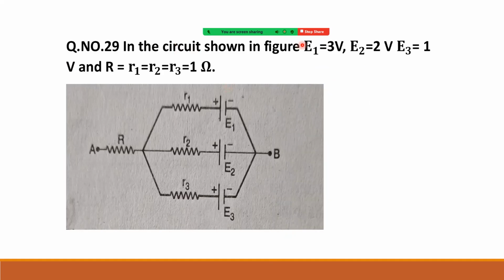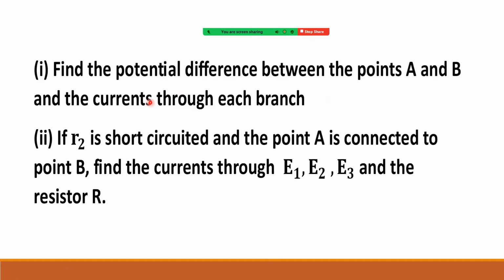In the circuit shown in the figure, given E1, E2, E3 and R1, R2, R3, we have to find the potential difference between points A and B and the currents through each branch. Next, if R2 is short circuited and the point A is connected to point B, find the currents through E1, E2, E3 and resistor R. Right, let us see how to start the problem.